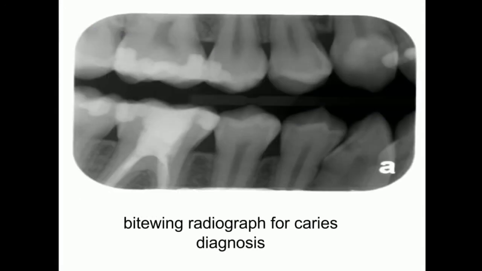As we see here, this bite-wing intraoral radiograph, which is one type of the conventional radiograph, is used for the caries diagnosis. It shows the crown of the maxillary and mandibular teeth, also the caries in the interproximal area.